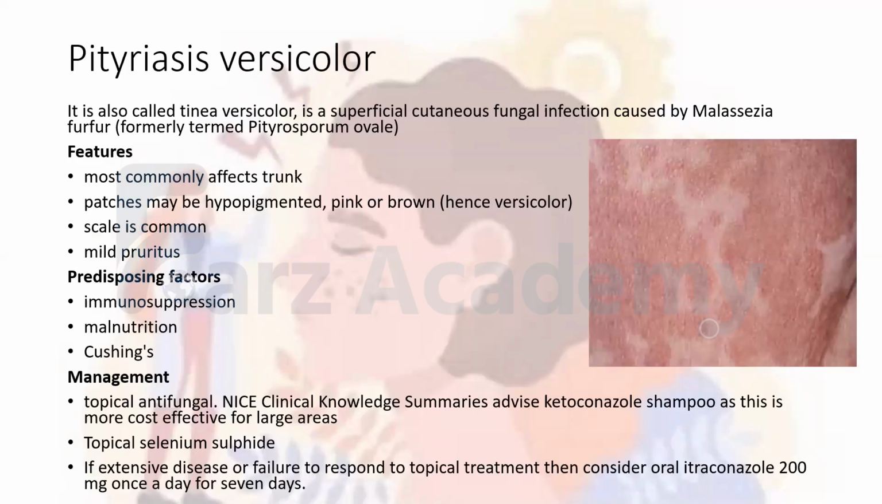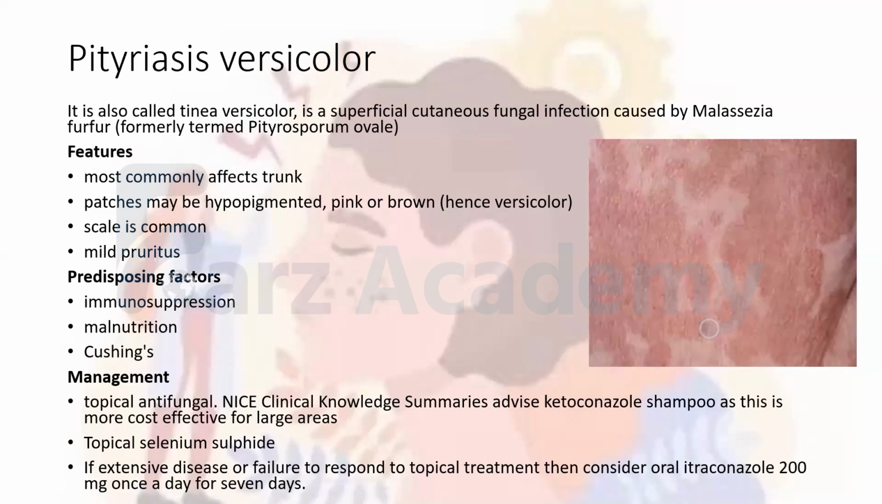Next is pityriasis versicolor. It's a fungal infection of the skin, a superficial infection, also known as tinea versicolor. Okay, the organism involved is Malassezia furfur. It was previously called Pityrosporum ovale.